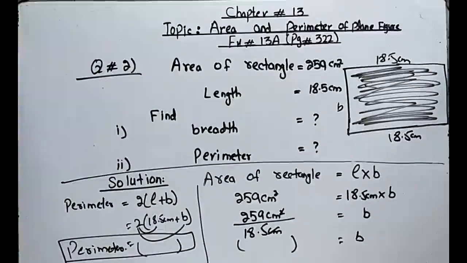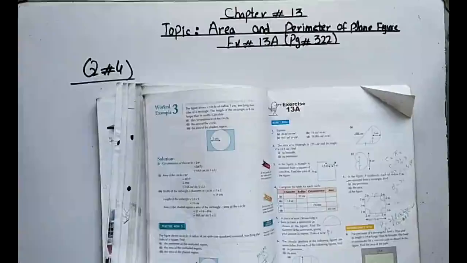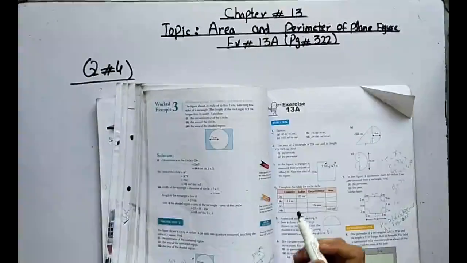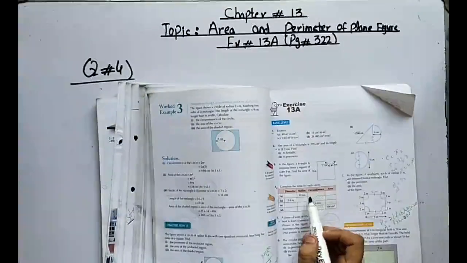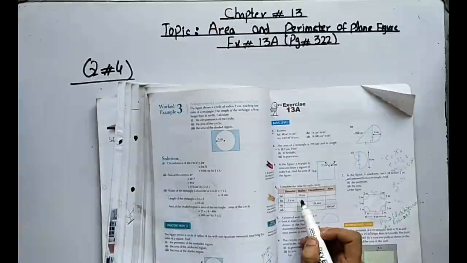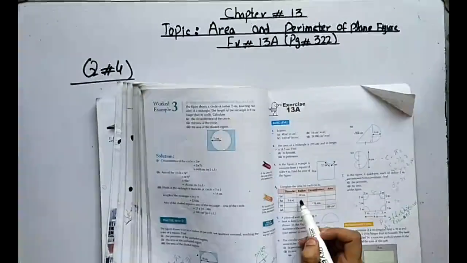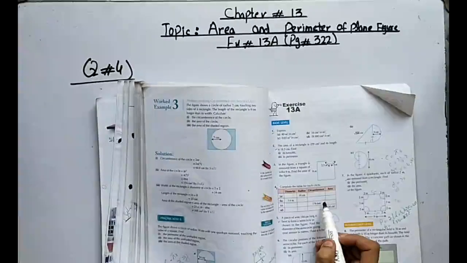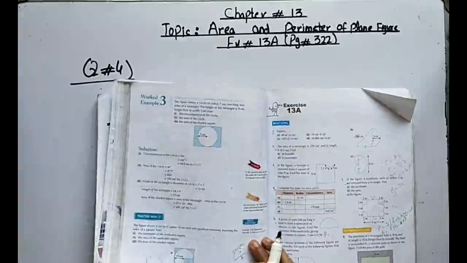Okay, now come to the fourth, question number 4, because question number 3 is not included in your syllabus. Okay, now question number 4, they are saying to complete the table for each circle. It means we will discuss in this question the circle, diameter, radius, circumference and area, as we have already discussed in grade 6. So first look at this slide.